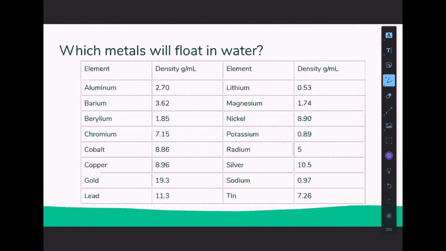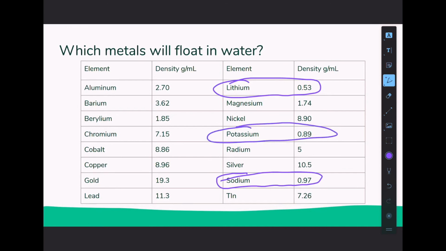Over here I have a list of densities of different metals, and you can see that lithium has a density of 0.53 grams per milliliter, so that one will float, as well as sodium, which has a density of 0.97 grams per milliliter. So both of those will float. Potassium, one more of the less dense ones, will also float. Other metals will not. Things like silver are super dense, and lead is very, very dense. Those things are going to sink in water.